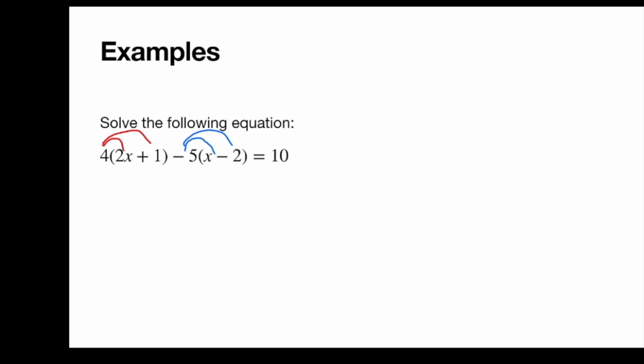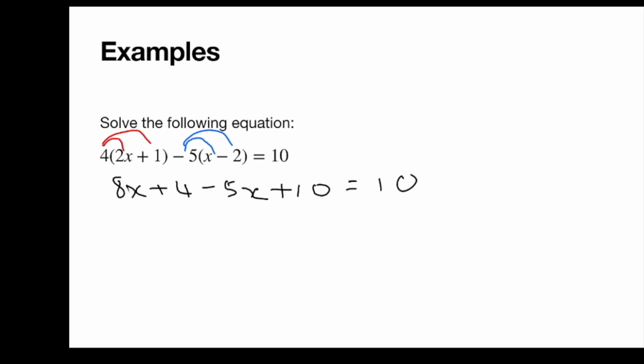So let's multiply everything inside there by 4. So 4 multiplied by 2x will give us 8x, and 4 multiplied by 1 will give us 4. The next part, negative 5, is multiplied by x, that will give you minus 5x. And negative 5 is multiplied by negative 2, that will give you a positive 10. And all that is equal to 10.